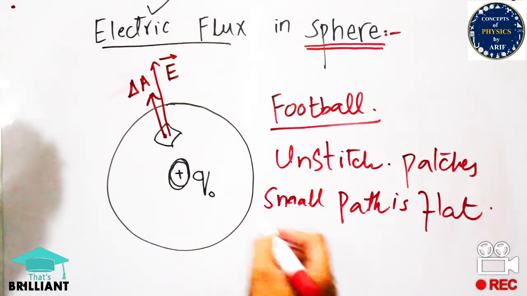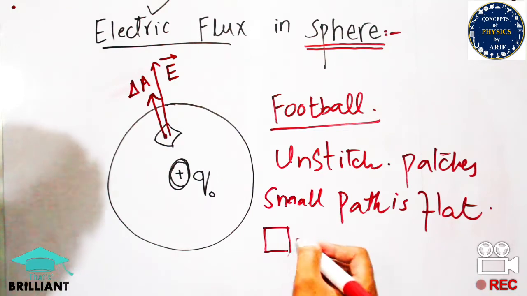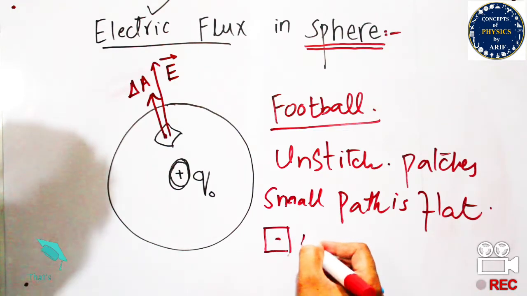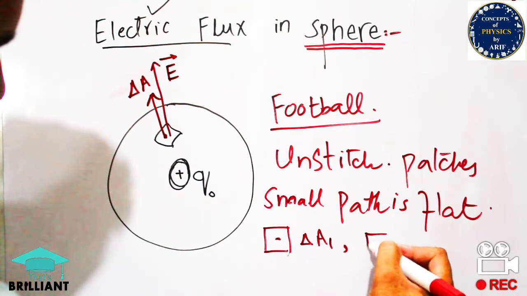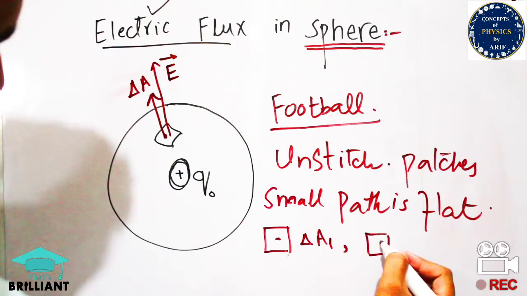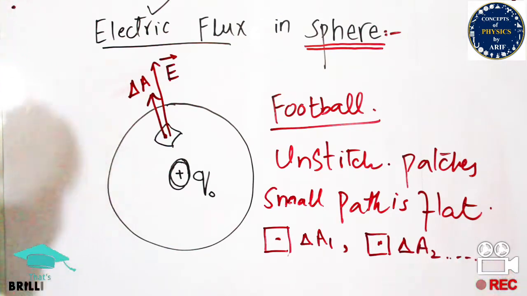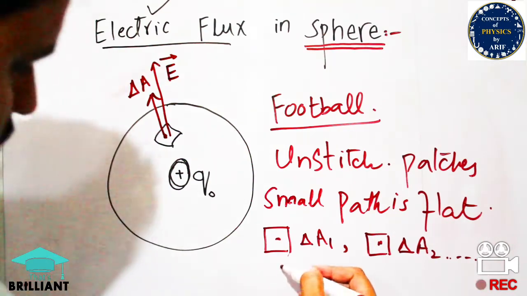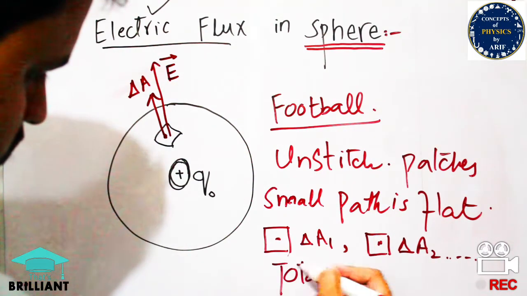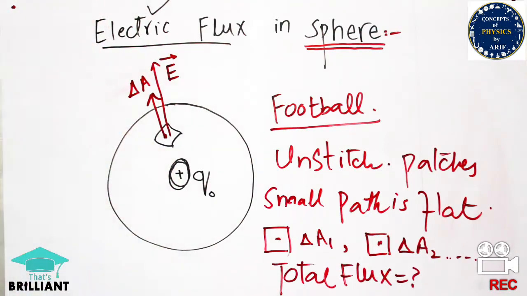So every patch is flat, then it is very easy to calculate the area of every patch. If we consider this is the first patch, its area will be delta A1. For the second patch, its area is delta A2, and so on. Every patch has the area delta A1, delta A2 up to delta AN, and there will be an electric field accordingly for every area.